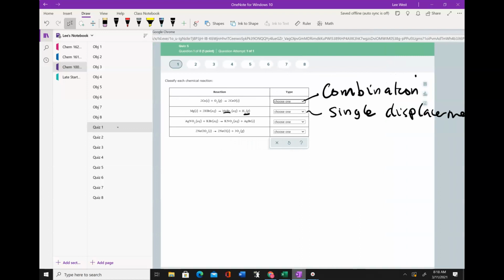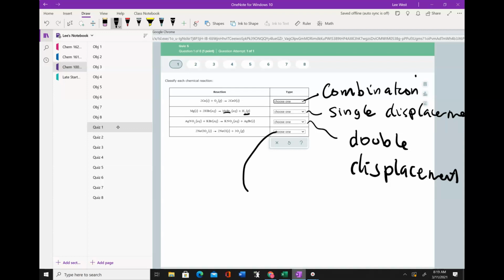In this third reaction, I've got two compounds reacting to form two new compounds. So that is a double displacement. And in this final reaction, I have a single reactant breaking apart into multiple products. So that means that it is a decomposition.